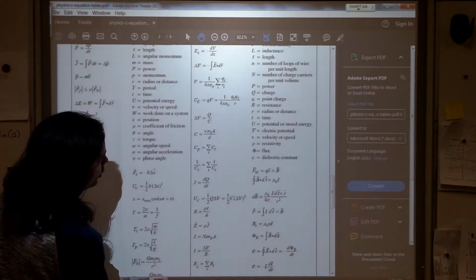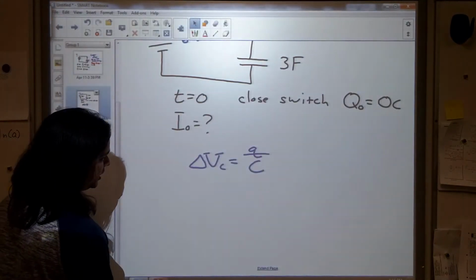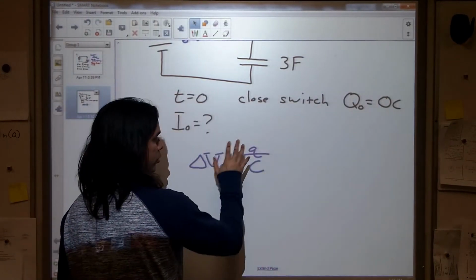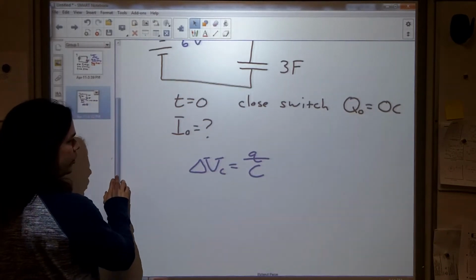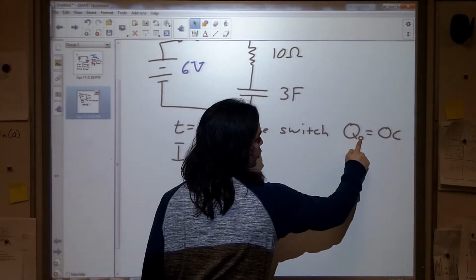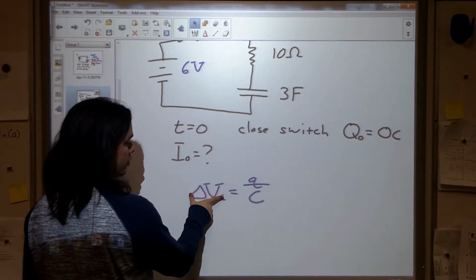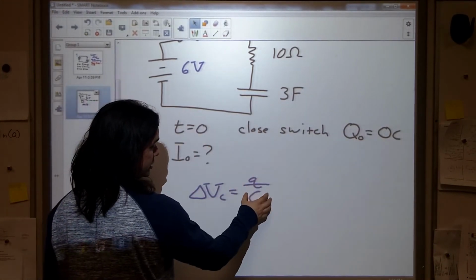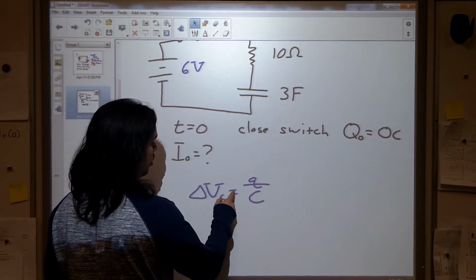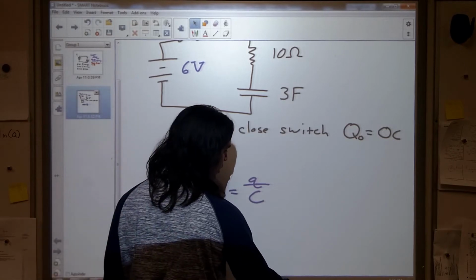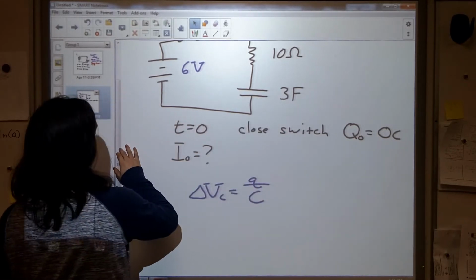They use a capital Q, but that's fine. We're talking about the charge that's on the capacitor. Well, at time equals 0, the charge on the capacitor, Q naught, is 0. So my potential difference, if my charge is 0, 0 divided by 3 farads, well, still 0. I have a potential difference at the beginning of 0.